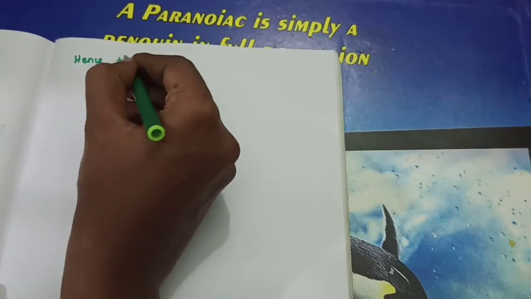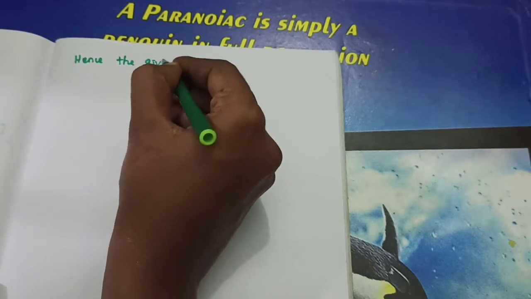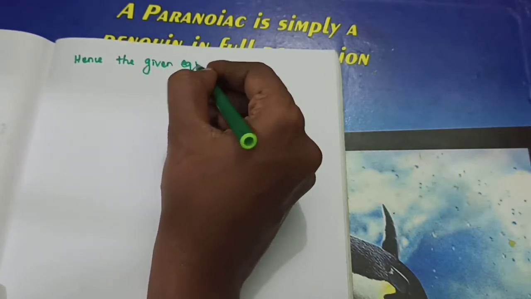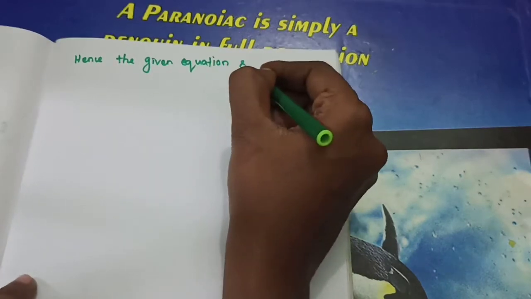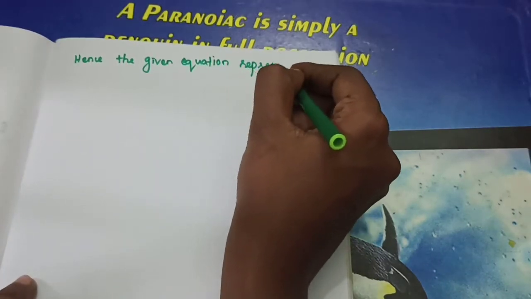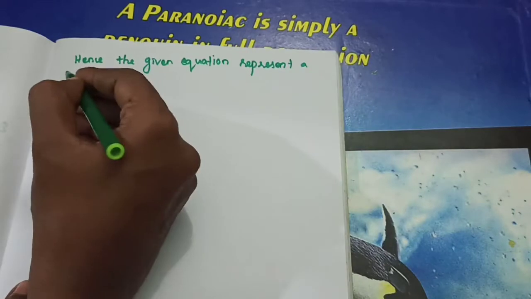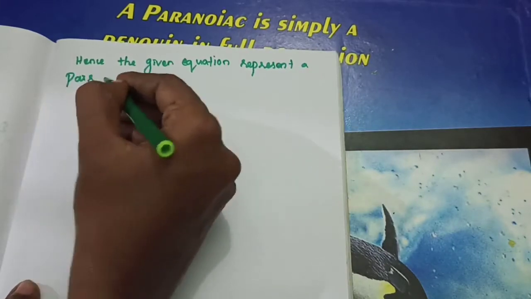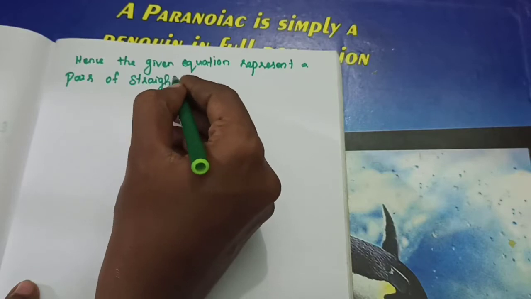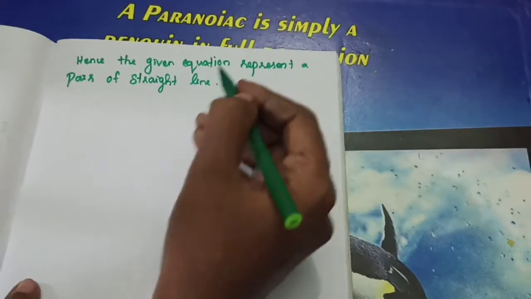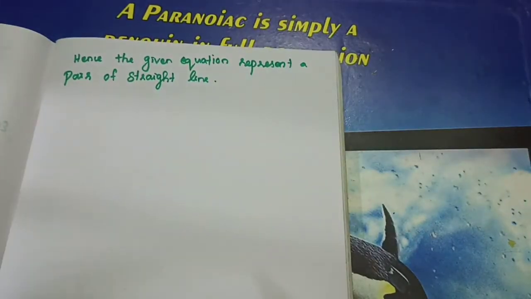Therefore, hence the given equation represents a pair of straight lines. Okay, therefore the given equation represents a pair of straight lines.